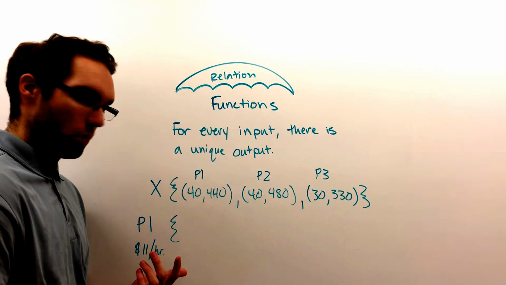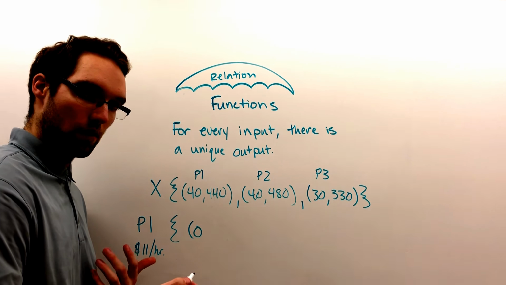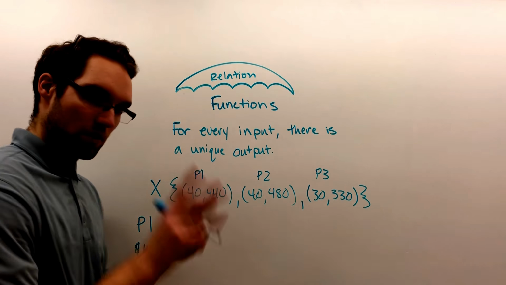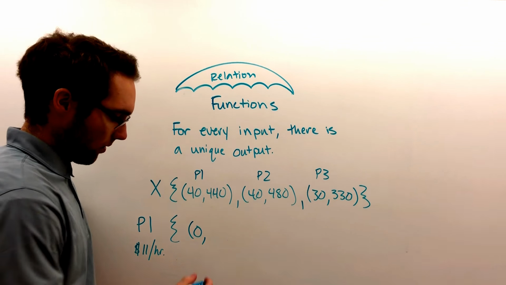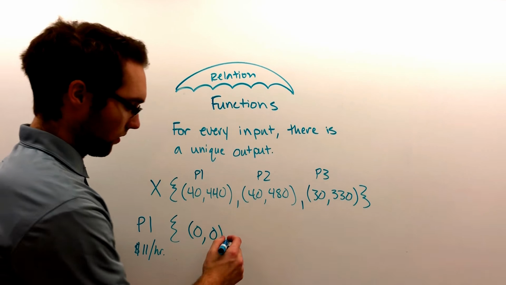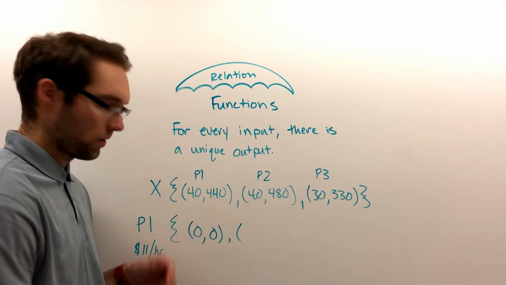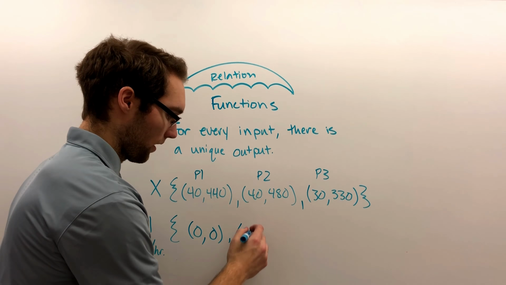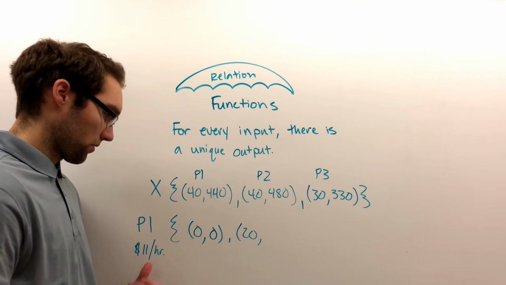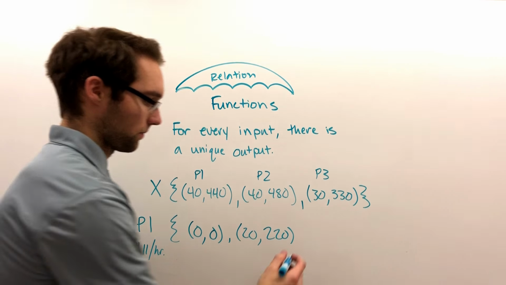So if person one worked 0 hours in a week, say they went on vacation, or they were sick for a week, then they would make $0. That makes sense. For our next one, let's say they worked 20 hours in 1 week. Maybe they were gone for half the week. At $11 an hour, that means they would make $220 in that week.